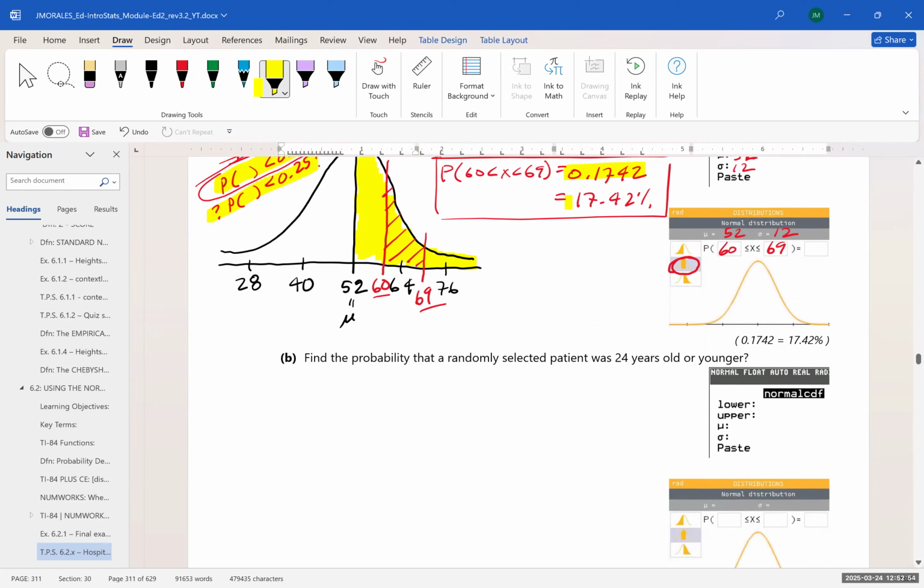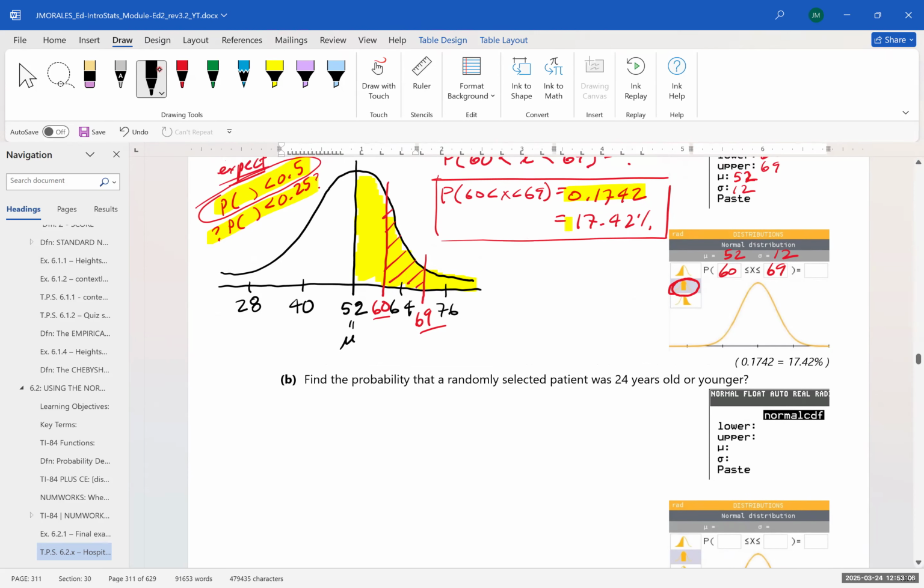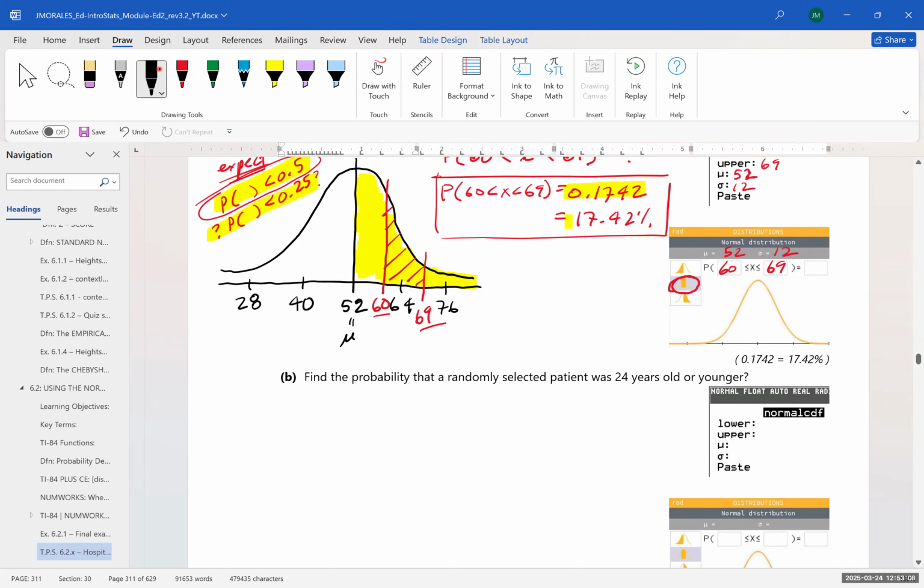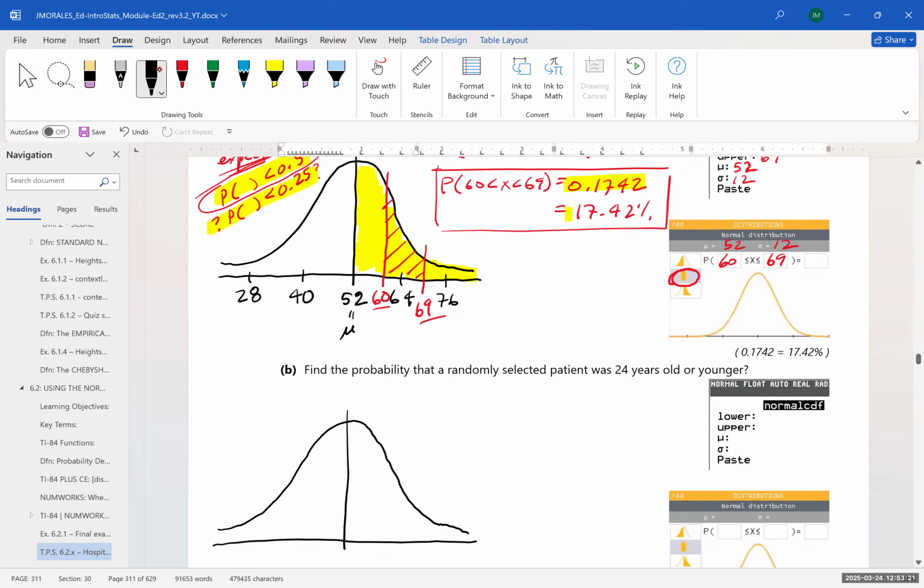So find the probability that a randomly selected patient was 24 years old or younger. Okay. So let's just redraw our distribution to kind of see where we stand with this problem. And just think of this as art. You're doing art in a math class. That's fun.